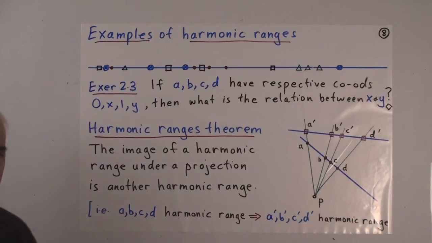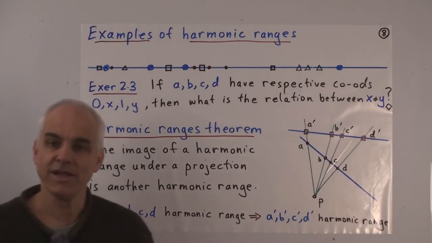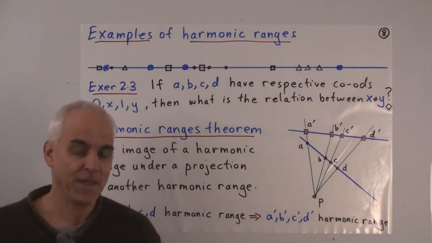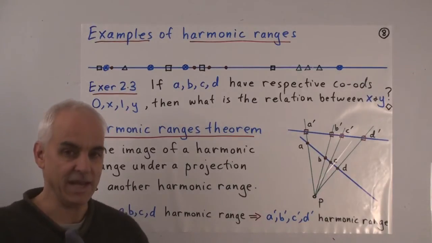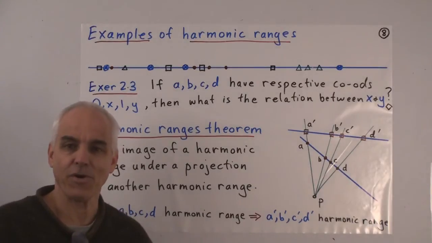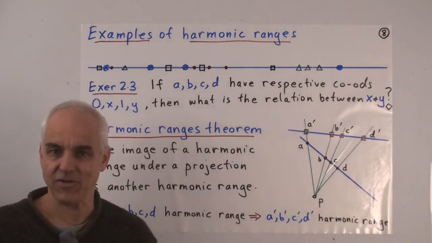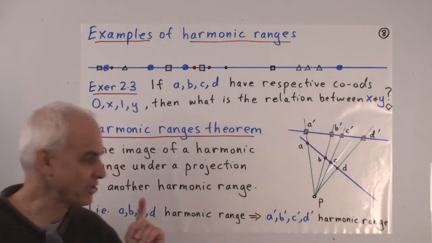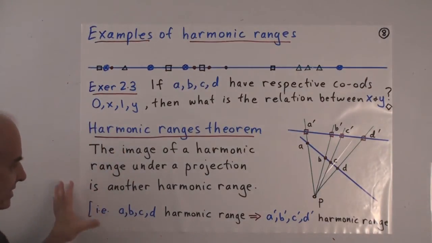Here's an important theorem about harmonic ranges. This is the theorem that really asserts that the notion is not really an affine notion. It appears to be, because it appears that we need the scale on the line in order to define the ratios of those various displacements. But that turns out to be a little bit of a red herring. This theorem says that the geometry involved is really projective. What's the theorem? It says the image of a harmonic range under a projection is another harmonic range.